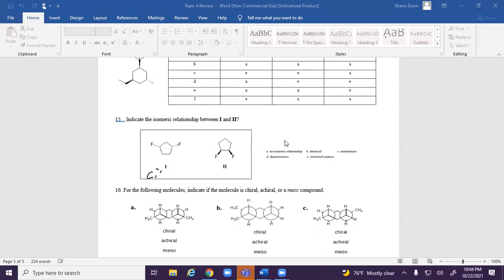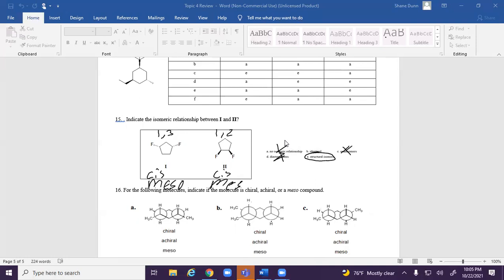This guy is cis. He's cis, right? They are technically both meso compounds, if you do it correctly, right? So they cannot be enantiomers, and they cannot be diastereomers. But they're both meso compounds, correct? Which means there is some relationship between them, right? However, this guy right here is 1, 3. This guy here is 1, 2. Are they identical molecules? So what's the only other option? Structural. They are both meso, though.